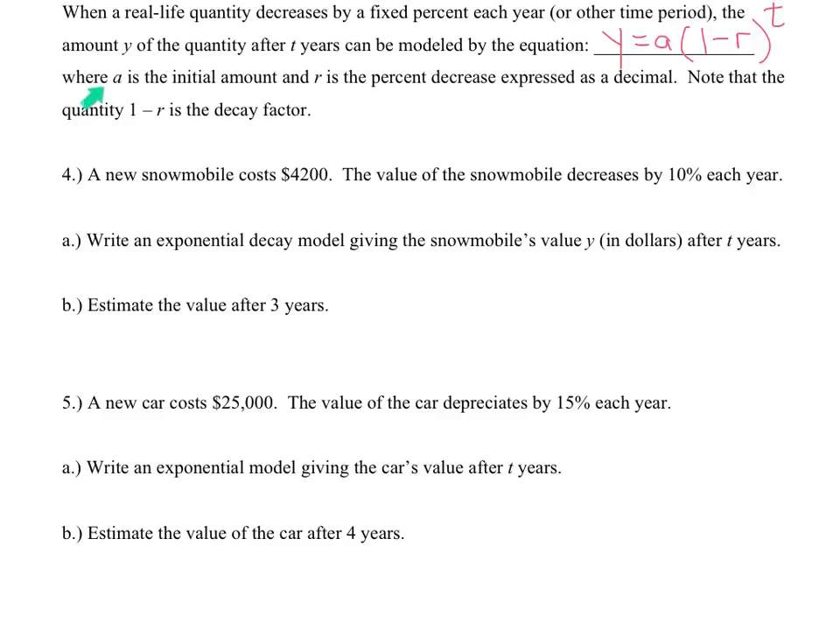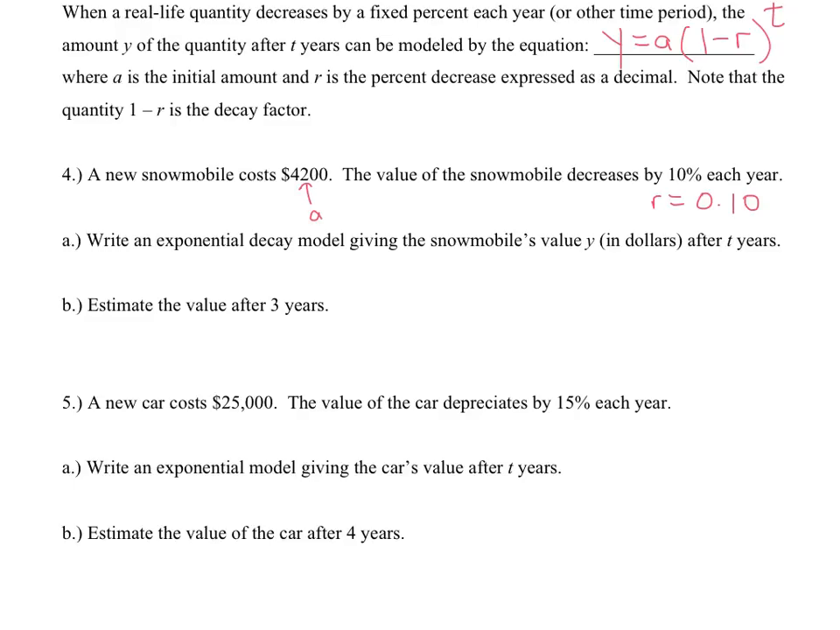And that's explained here. A is the initial amount, r is the percent of decrease expressed as a decimal, and 1 minus r is what we refer to as the decay factor. It's you take how much it's decreasing by, make it a decimal, and subtract it from 1 to figure out what percent you're keeping each year. So the first example says a new snowmobile costs $4,200. The value of the snowmobile decreases 10% each year. So as a decimal, that's 0.10. We divide it by 100.